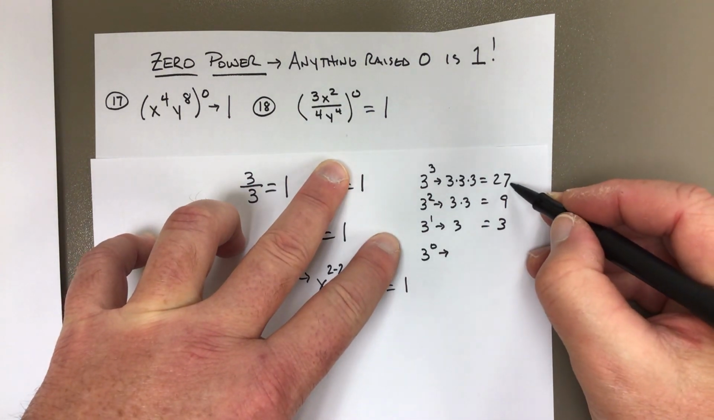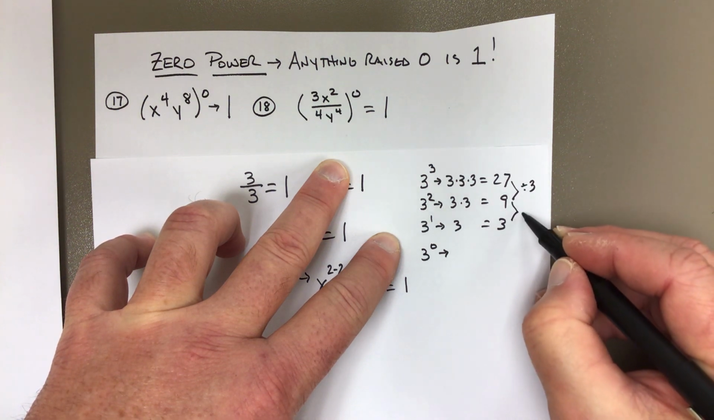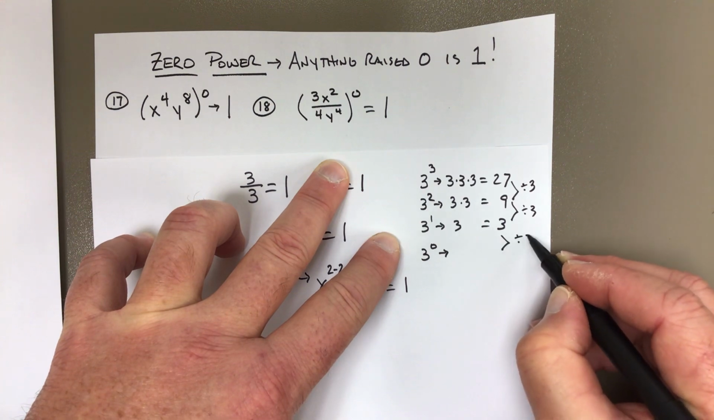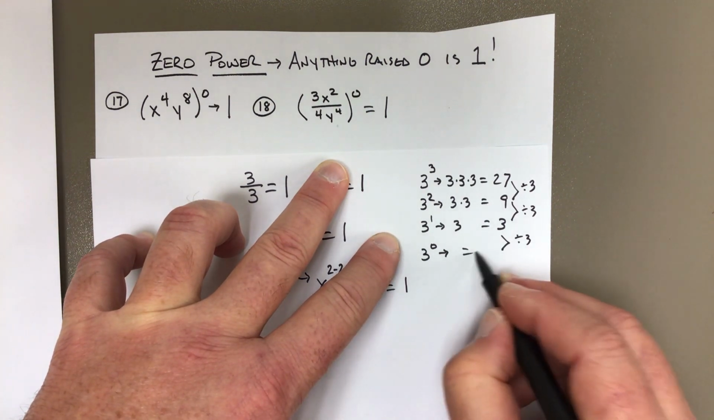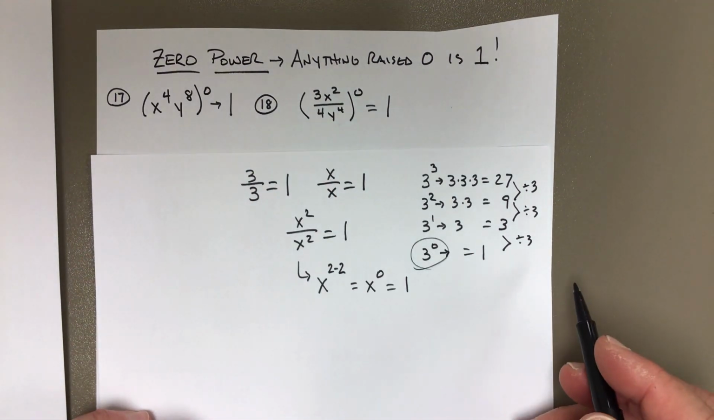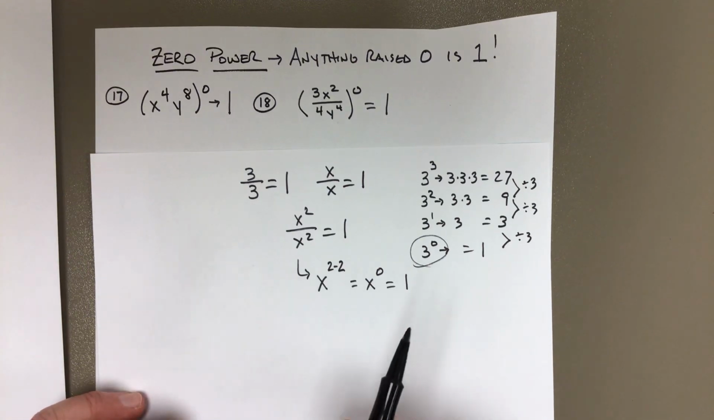Well, here, we're going to divide by 3. From here to here, we're going to divide by 3. So that means from here to here, we're going to have to divide by 3. Well, what's 3 divided by 3? 1. All right? This is why anything raised to the 0 power is 1. Period. End of story. Anything raised to the 0 power is 1. All right.